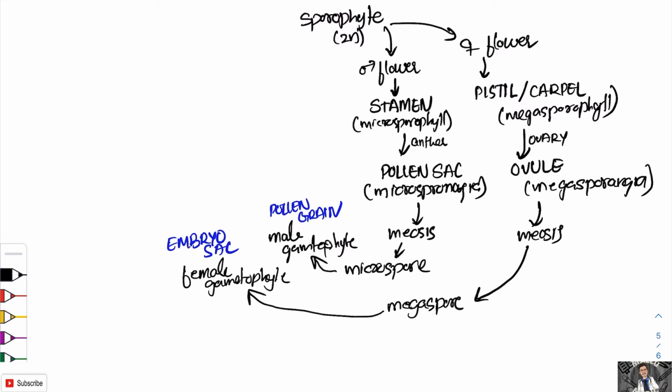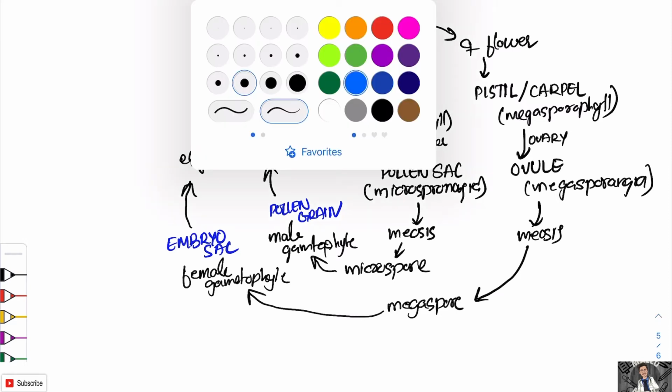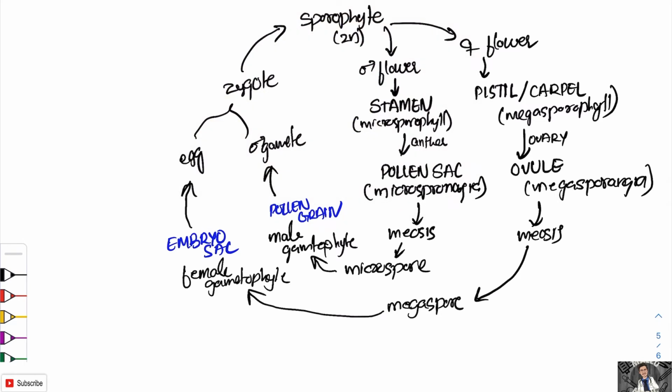Now, the male gametophyte or the pollen grain bears the male gamete, and within the embryo sac we have the egg. Both of them undergo fertilization to form the zygote, and the zygote in turn forms the sporophyte. So this is the life cycle of angiosperms.